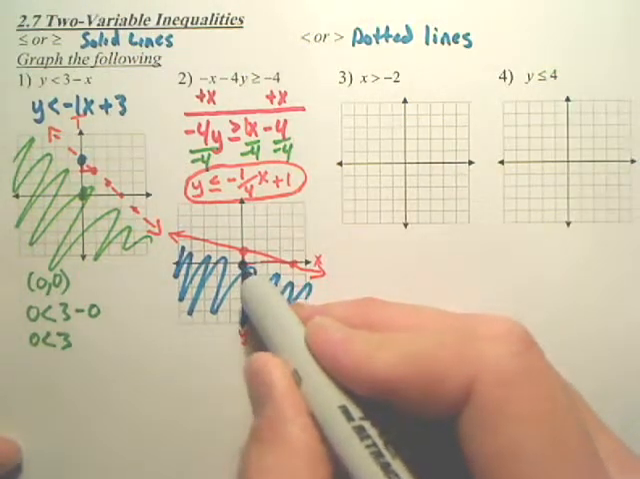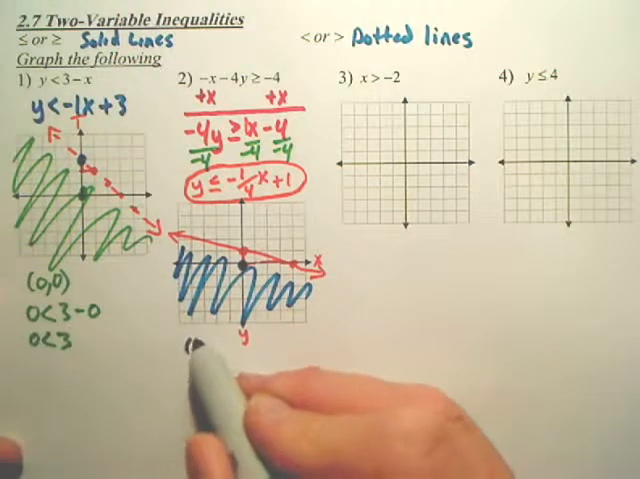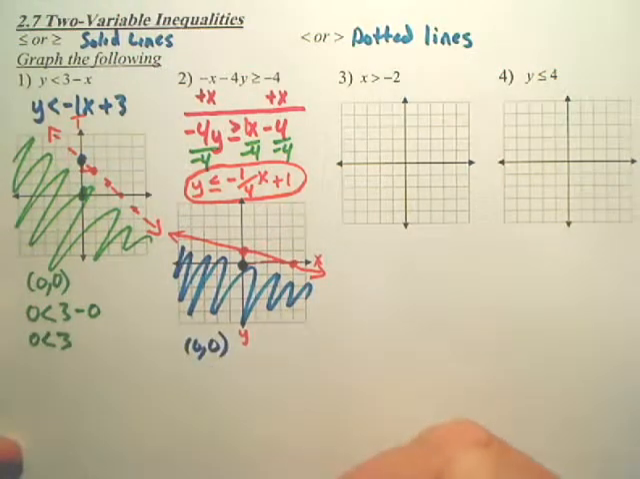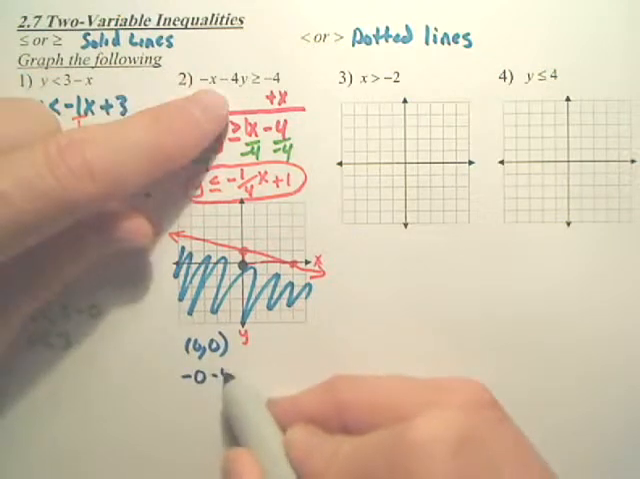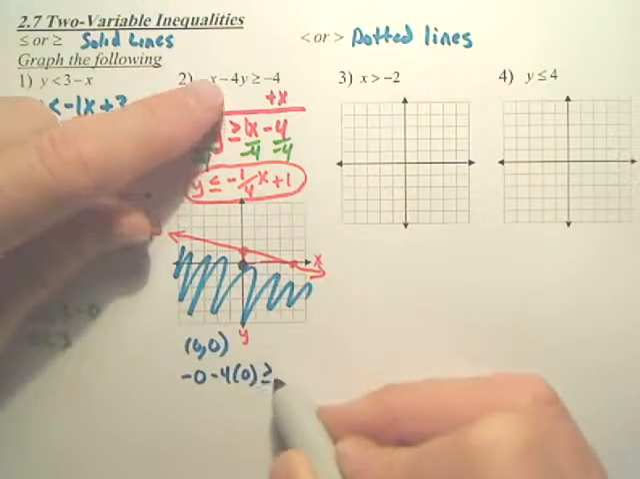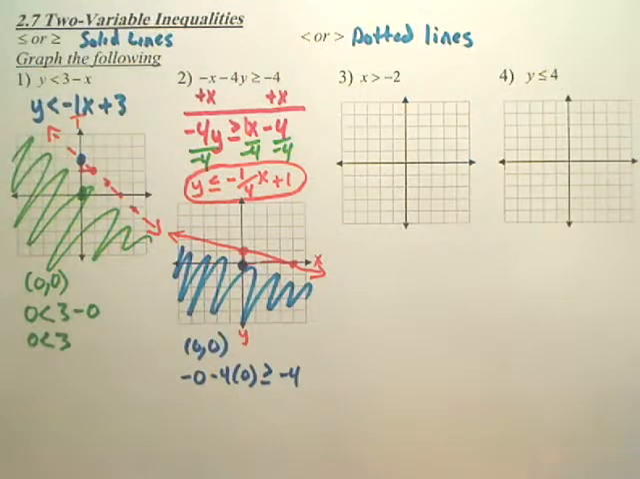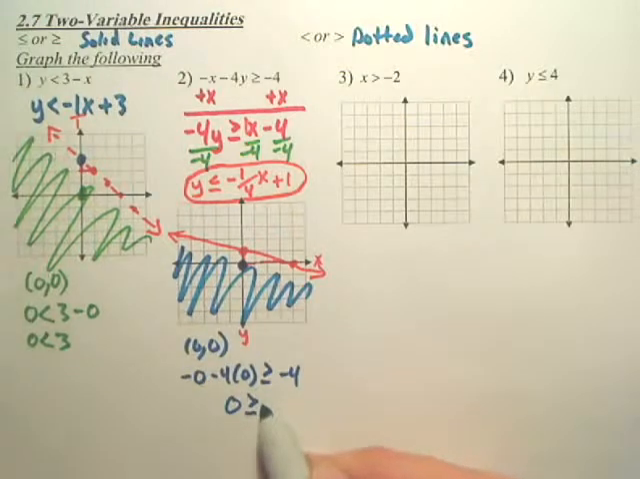Now if you want to verify that's actually it, you choose a coordinate, and I'd see that 0, 0 is available. I want to choose 0, 0. Plug it into my original. Probably best to plug it in your original. So plug 0 and 0 into my original. That leaves me with 0 is greater than or equal to negative 4. True or false? 0 is greater than or equal to negative 4, so that's true.